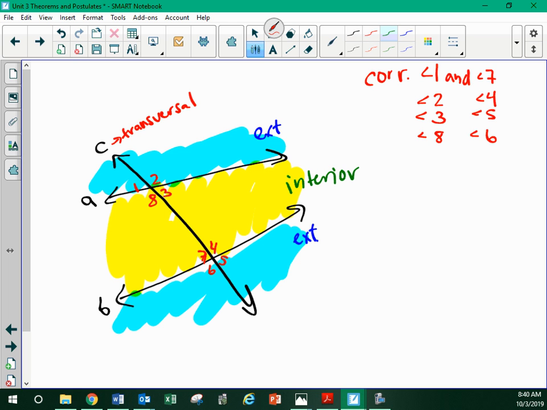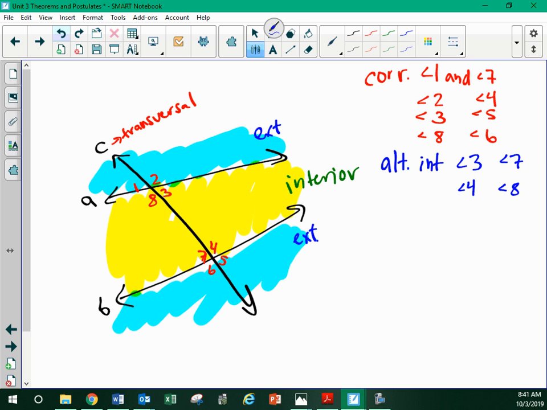Now the next one that I want to talk about is alternate interior. Alternate interior has to be in the interior, and it has to be on the opposite, or alternate, sides. So alternate interior: 3 and 7. Again, it's in between my two lines, so it's in the interior, and it's on alternate or opposite sides of my transversal. So 3 and 7.